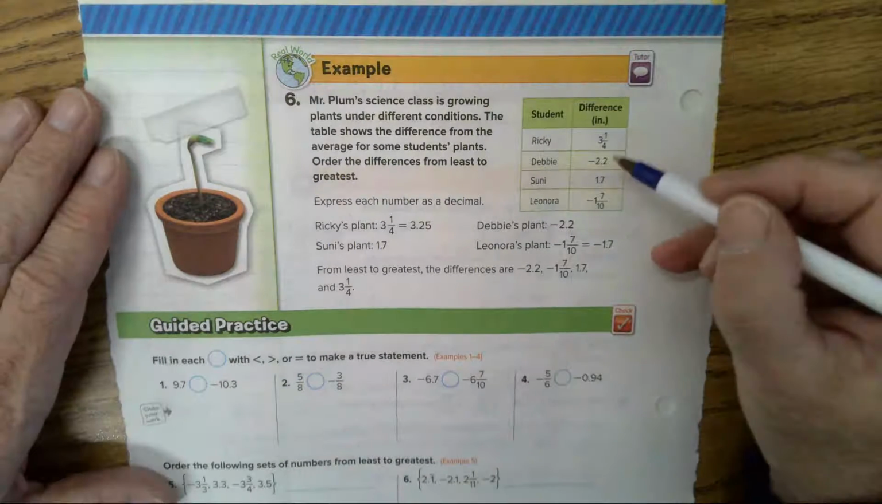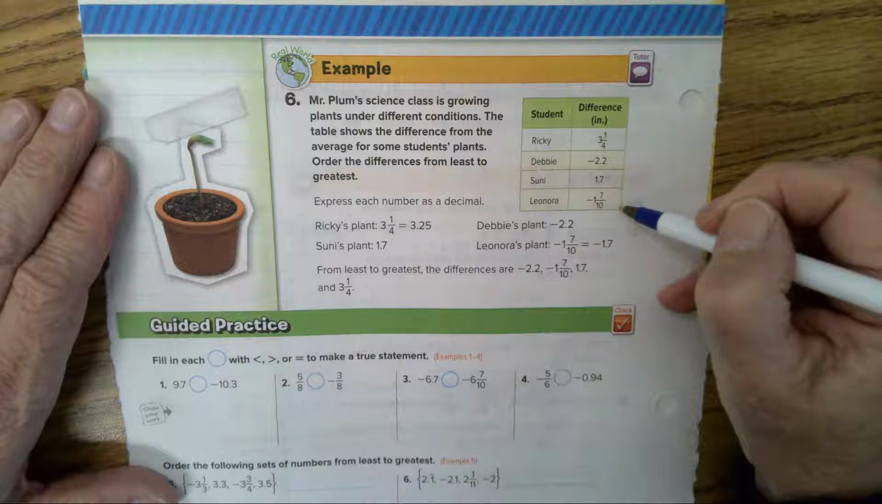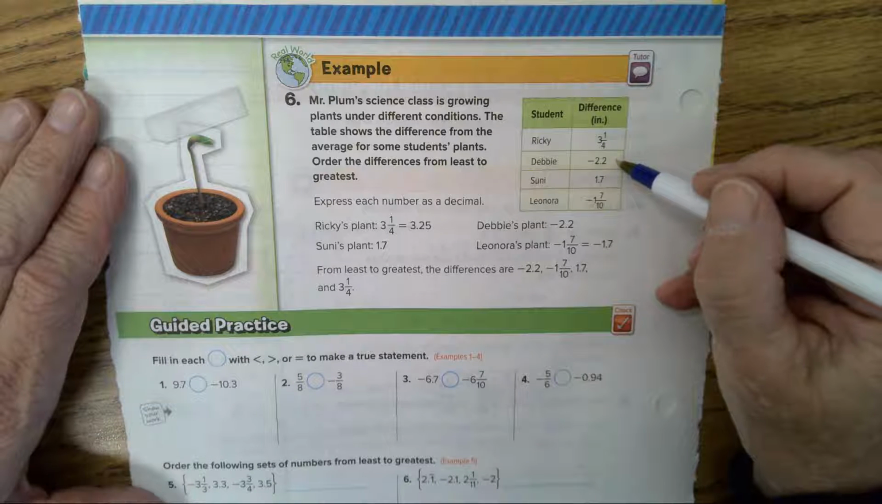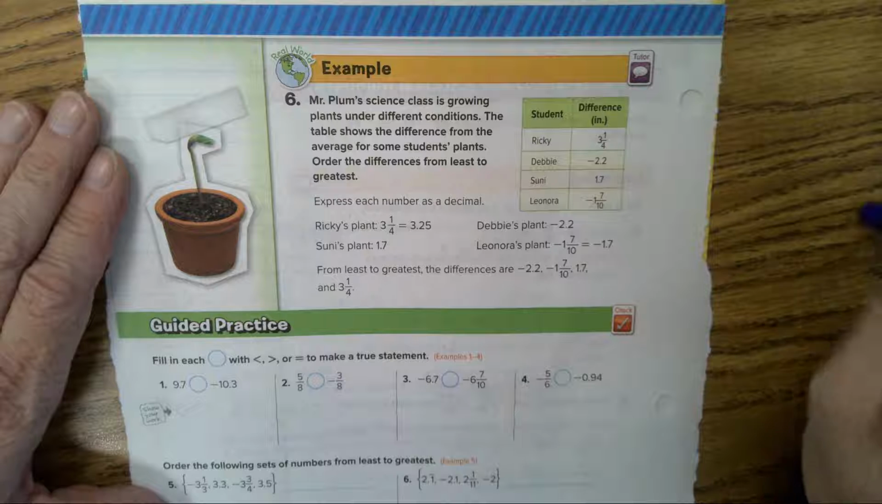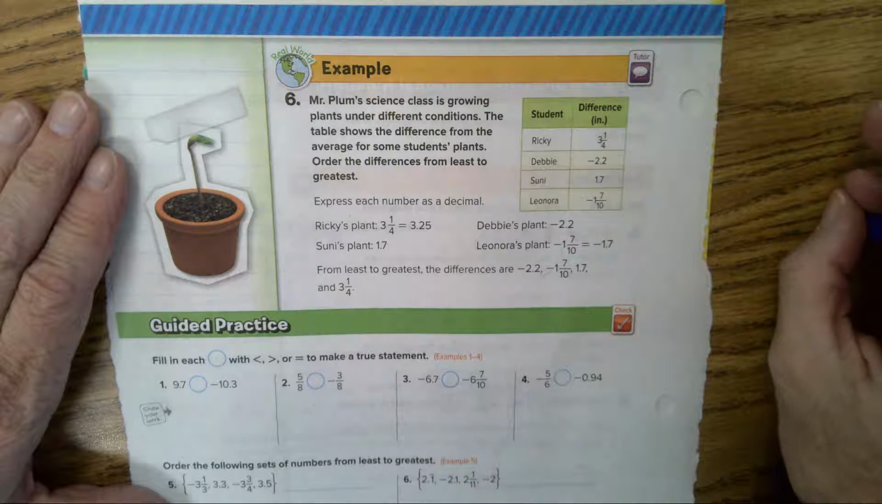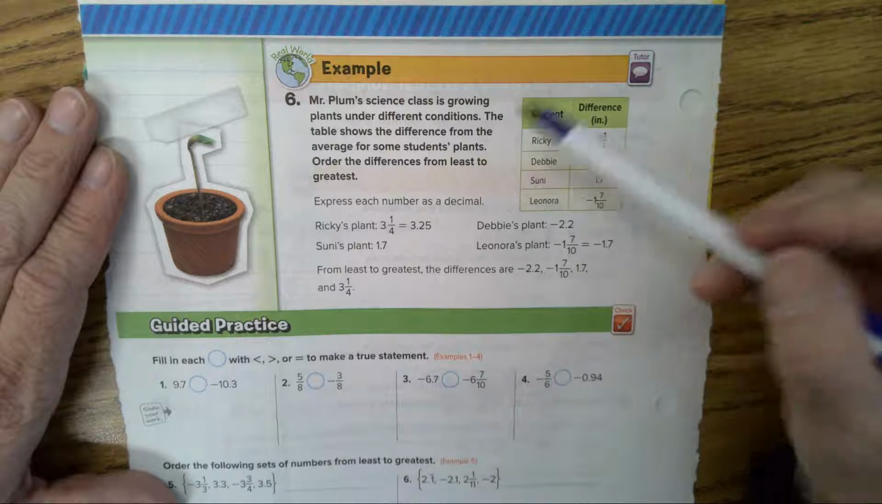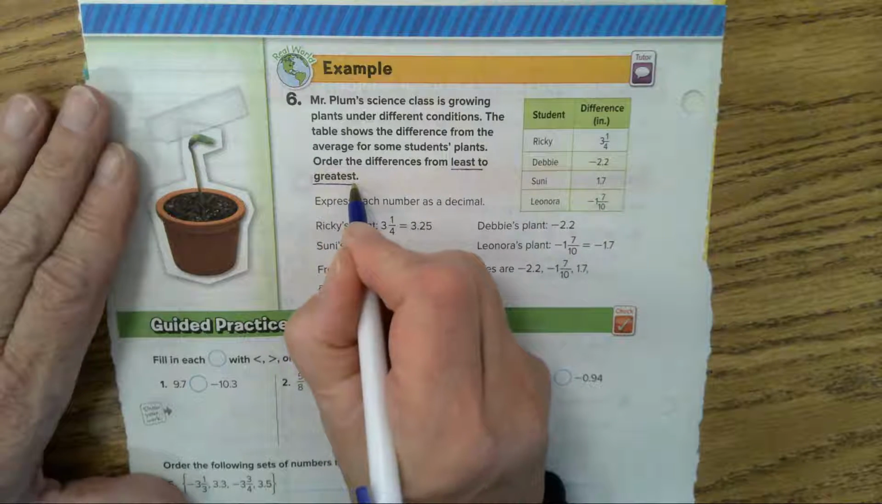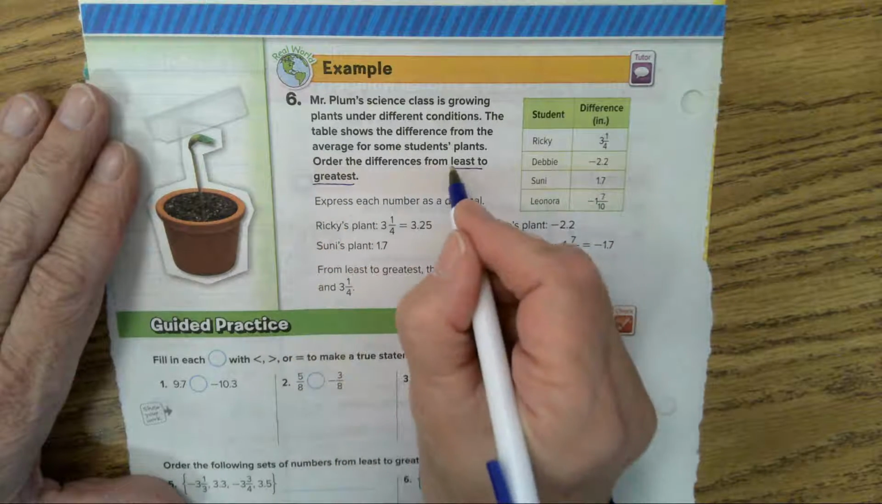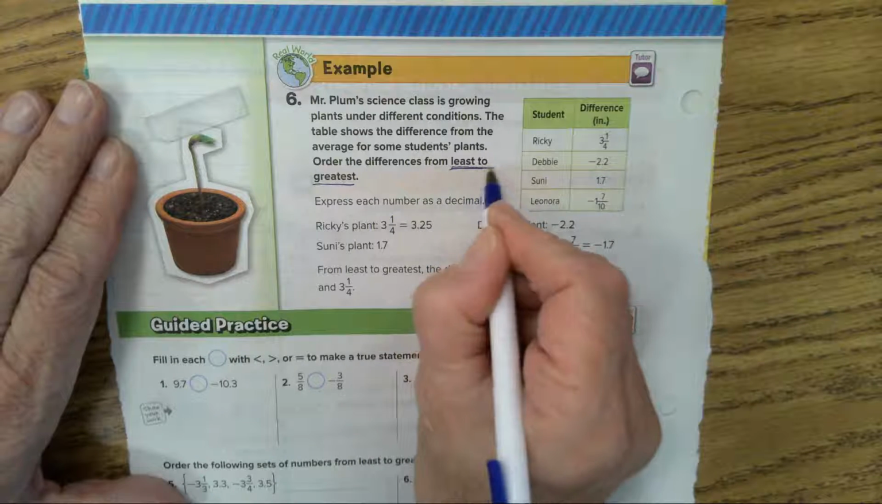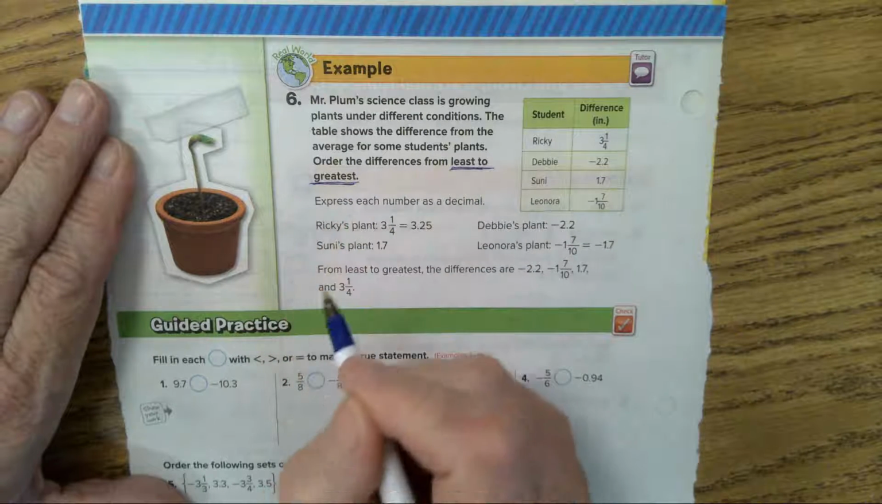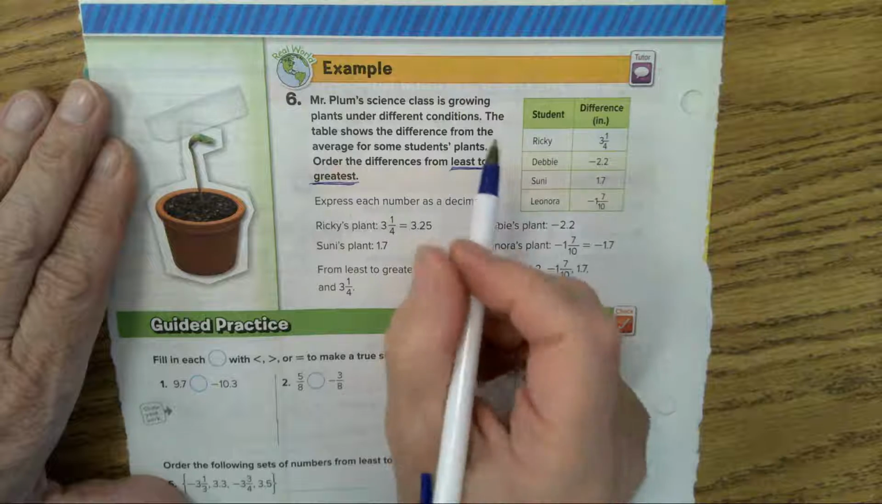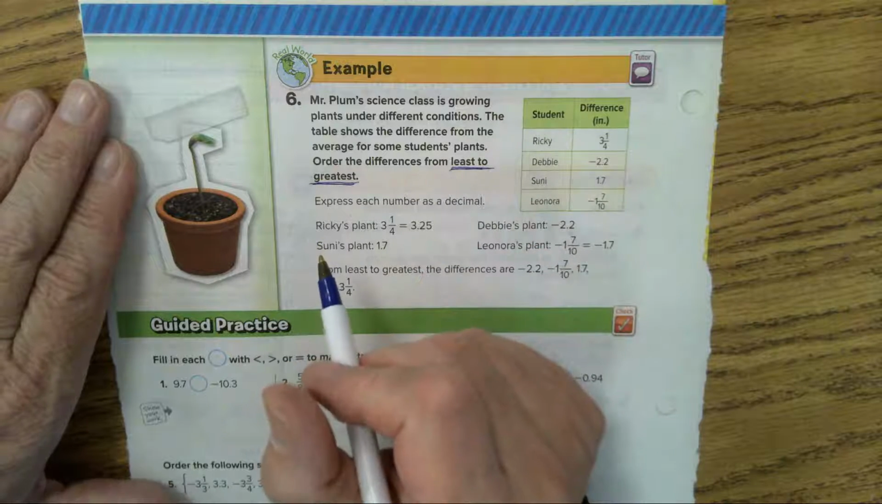Wow, a couple of them must have shrunk, right? That's pretty sad that their plant got smaller instead of bigger. Oh well, let's put them in order from least to greatest. And kids, when I do these problems, I always underline to make sure I'm paying attention. Least to greatest. So on the quiz tomorrow, pay attention to say, oh, I'm going least to greatest, okay, to make sure you do it the right way.